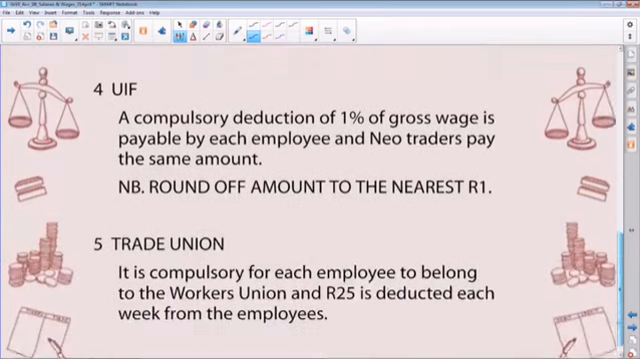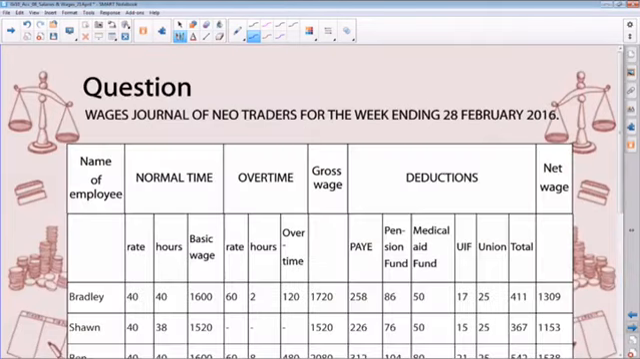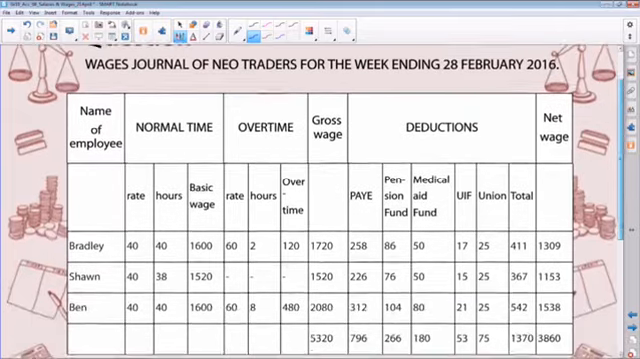And then the last one, the trade union. It is compulsory for each employee to belong to the workers' union. And they will pay 25 rand to belong to this union. The workers will pay this. It's not a contribution. Now, let's go and look at the columns for your wages journal.